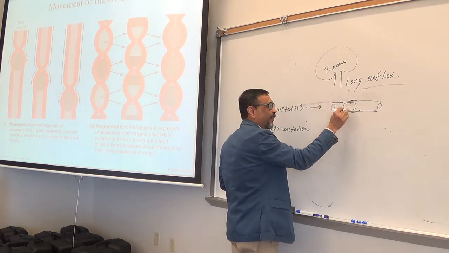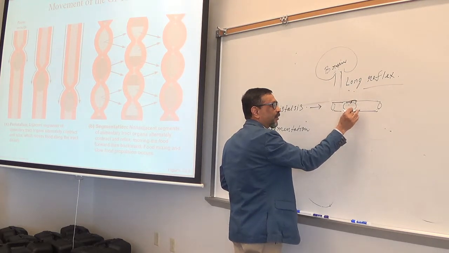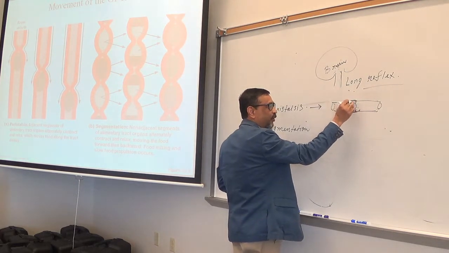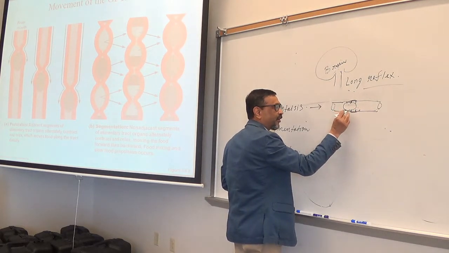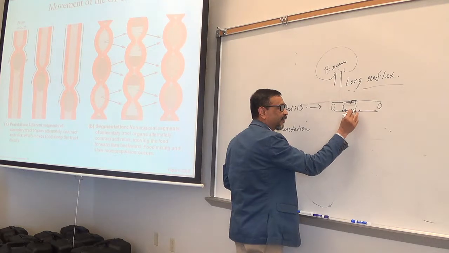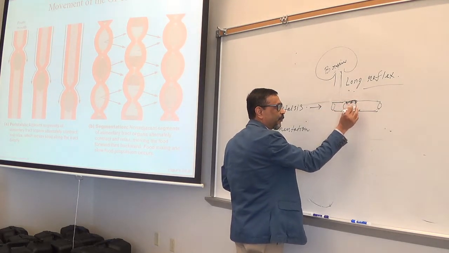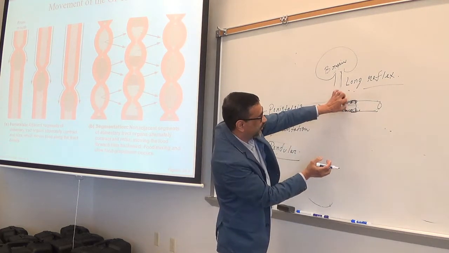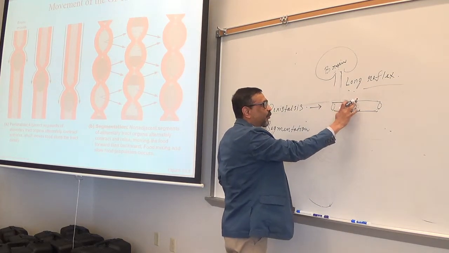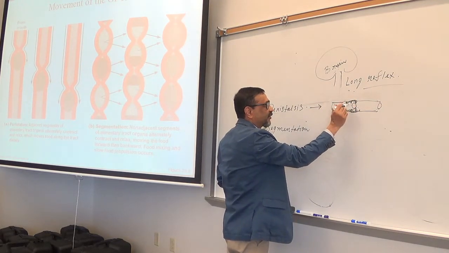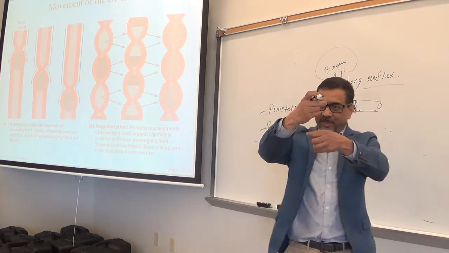Segmentation is the movement in which multiple contractions occur at multiple locations at the same time. So contraction will occur here, here, here at the same time. At multiple locations, contraction will occur at the same time. So that will break the food bolus into pieces like this. Okay, so that is the segmentation.